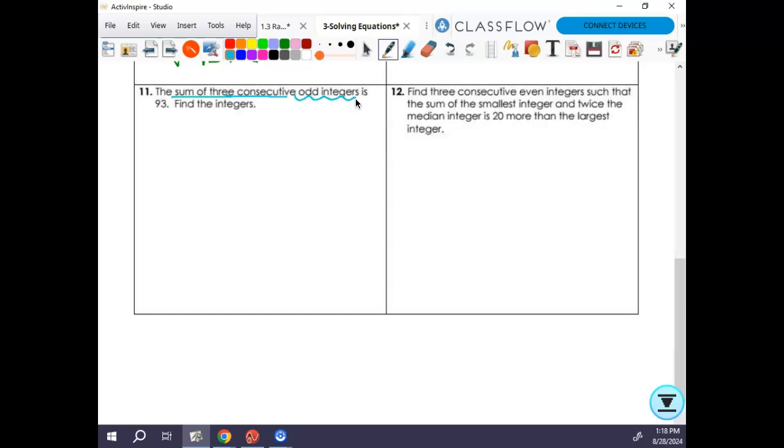You're just a genius. Okay, 3 consecutive odd integers. So if I have x, and I'm going to say that's my first odd integer, what do I have to add to that to get to the next odd one? 2. So then this is x + 2, and then this is x + 4, right? Because you got to skip 1 to make them odd, and that's equal to 93. And then go forth and solve. Okay.